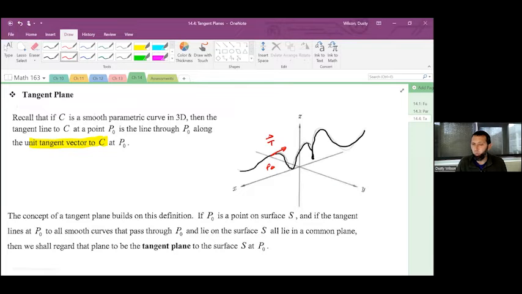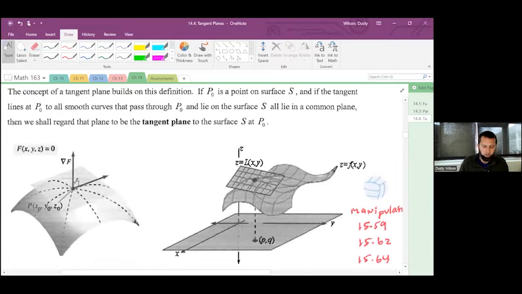The concept of a tangent plane builds on this definition. If P naught is a point no longer on a curve, but now on a surface, and if the tangent lines at P naught to all smooth curves that pass through P naught and lie on the surface S all lie in a common plane, then we shall regard that plane to be the tangent plane to the surface S at P naught. We can see that in the picture below.